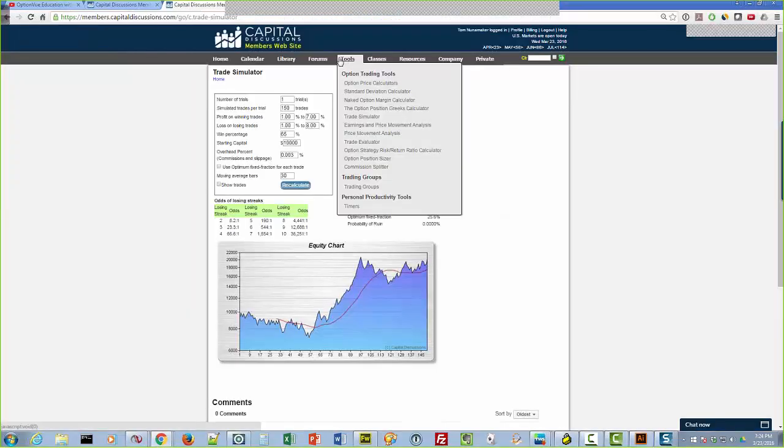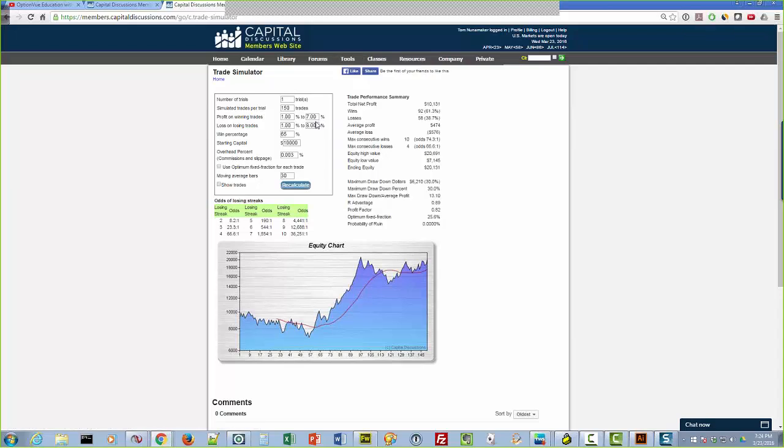Okay, so to find this, you go to Tools and then Trade Simulator. If you do one trial, that's one set of trades, and in this case, it's 150 simulated trades. It just uses random number generators. It generates a win percentage from whatever your two variables are here, and the losses are here, win percent, etc.